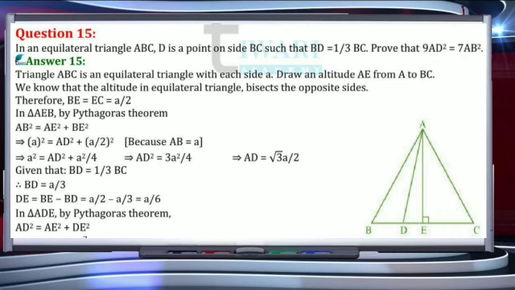Further, we are given that BD is equal to 1/3 of BC. So this implies BD will be equal to A/3. DE is equal to BE minus BD, that you can see from the figure. So that is A/2 minus A/3, that is equivalent to A/6. Now in triangle ADE, we are using the Pythagoras theorem. We are getting AD square as AE square plus DE square.